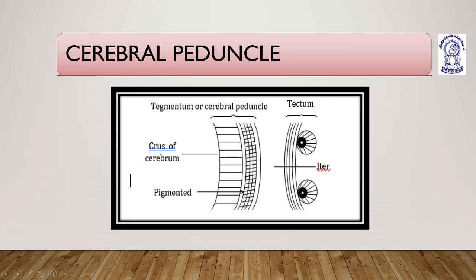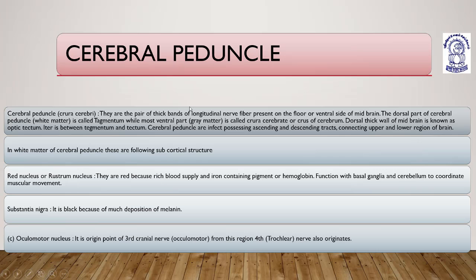Cerebral peduncle. Cerebral peduncle or crura cerebri are a pair of thick bands of longitudinal nerve fibers present on the floor of the ventral side of the midbrain. So the pair of thick bands of longitudinal nerve fibers present on the floor of the ventral side of the midbrain make the crura cerebri or cerebral peduncle.